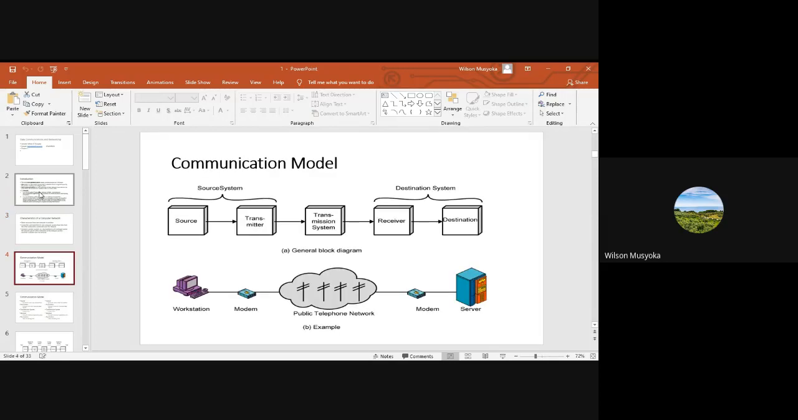In a network, there is what we call the communication model, where there is a source system and a destination system, and in between we have the transmission system. The source system will have the source and the transmitter. The destination system will have the receiver and the destination.